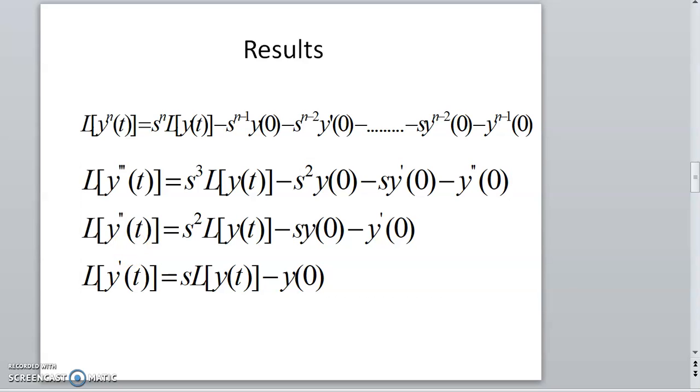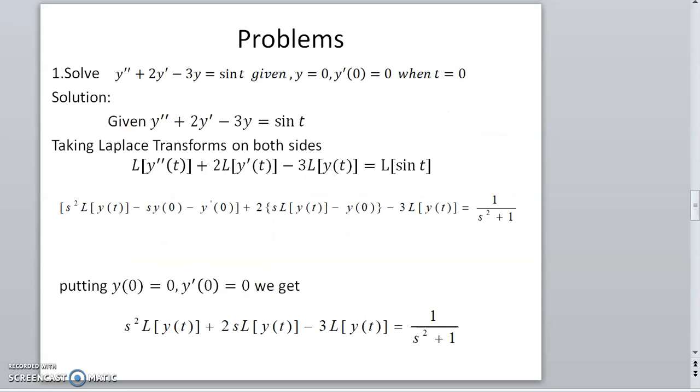We are going to solve one problem. Solve y double dash plus 2y dash minus 3y equal to sin t, given y equal to 0, y dash of 0 equal to 0 when t equal to 0. So here a second order ordinary differential equation with constant coefficients is given. These two conditions are initial conditions. Here y is a dependent variable, t is an independent variable. To solve this ordinary differential equation, we get y in terms of t, which is the required solution.